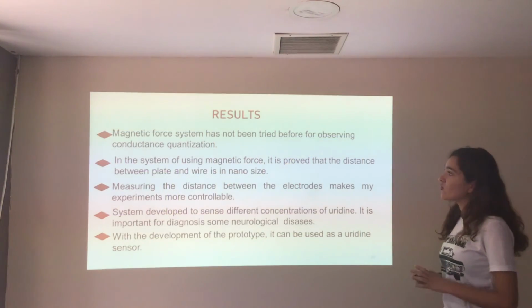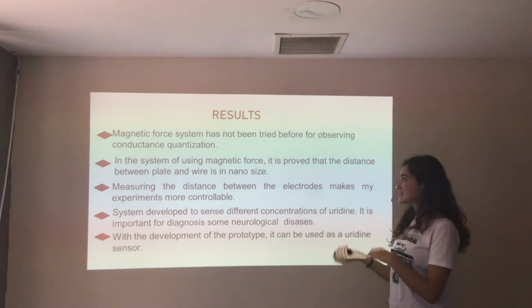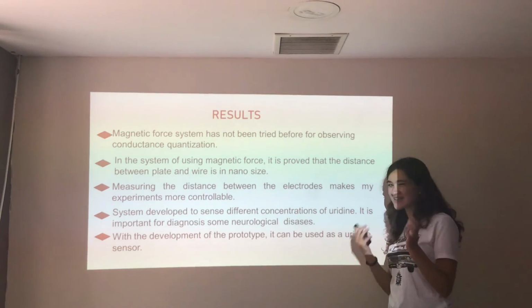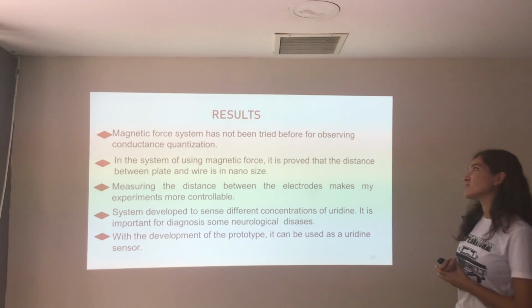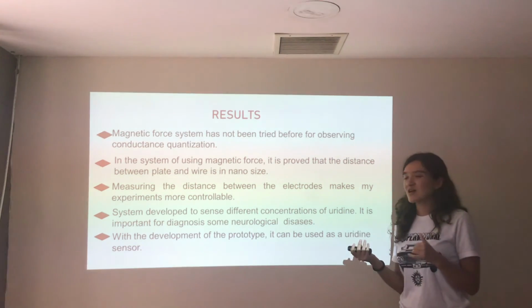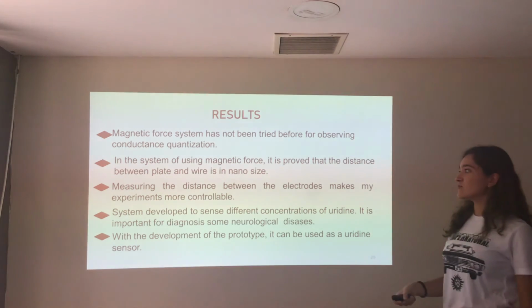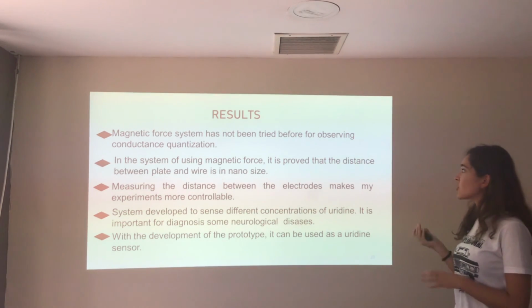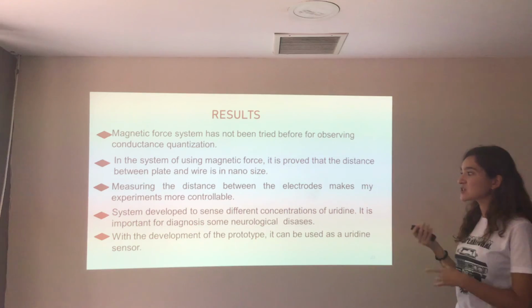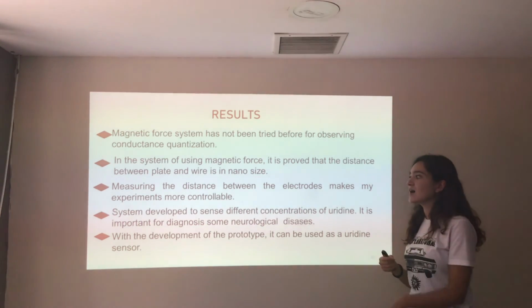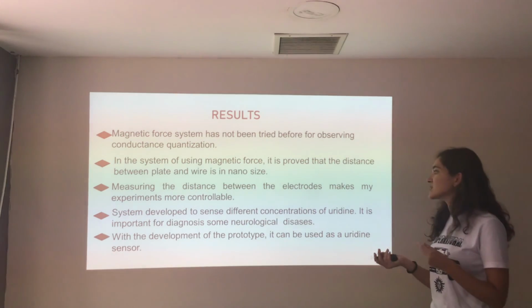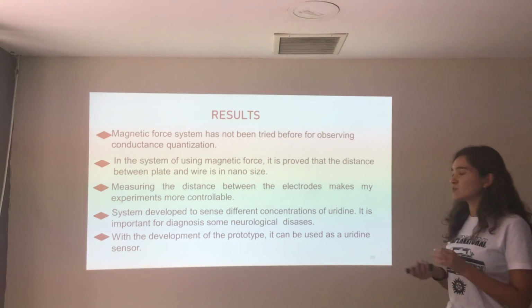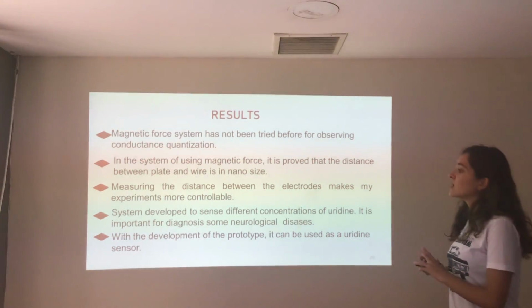Now I will continue with my project results. The magnetic force system hasn't been tried before for observing conductance quantization. In the system using magnetic force, it is proved that the distance between electrodes is in nanosize. And measuring the distance between the nickel wire and the conductive plate makes my experiments more controllable.